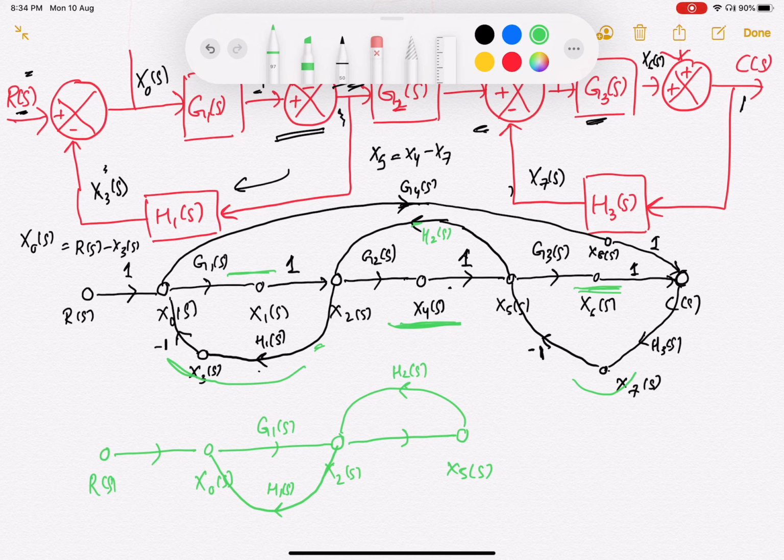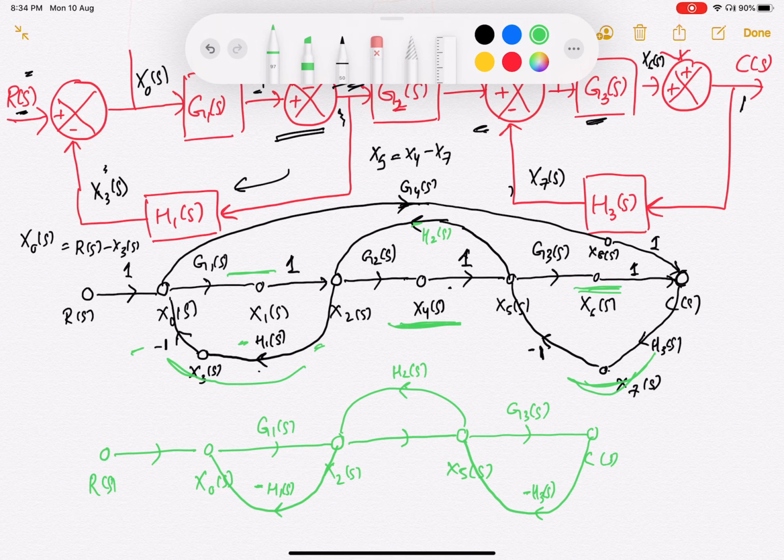Then you can also combine these two here. So from x5, you can move directly to CS. So this is your CS, and you have G3S here. You can combine these two here by eliminating x7s. From CS, you're taking a feedback which is equal to minus h3. This feedback is also not h1s. This is h1s into minus 1. So this is minus h1s, right?